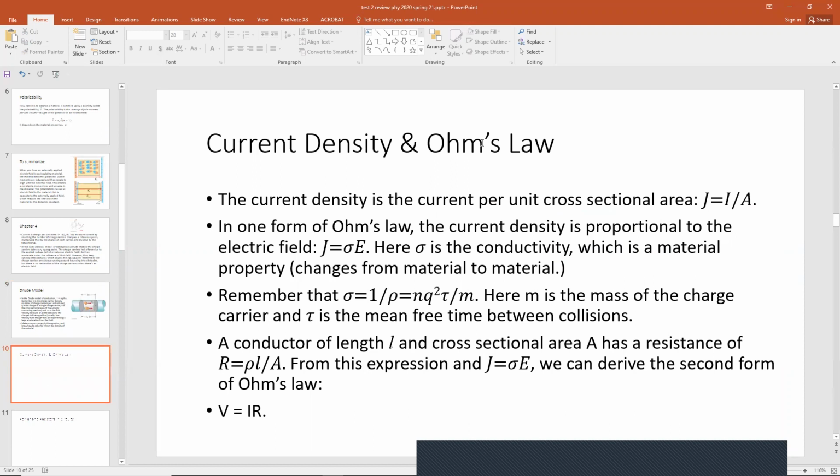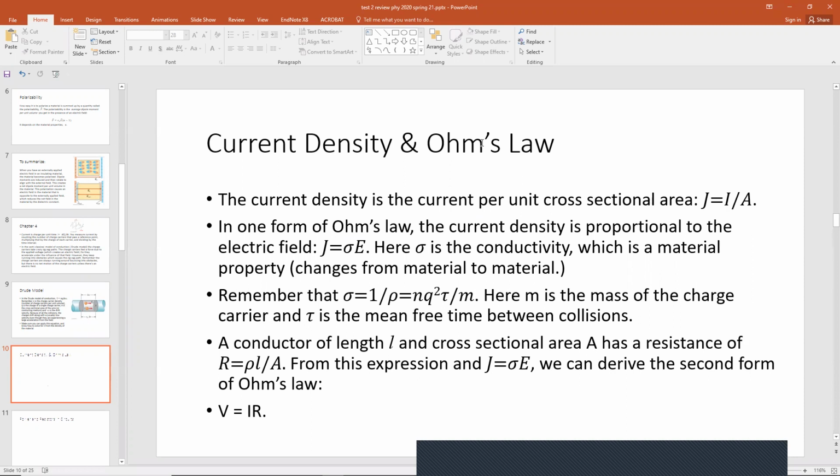Okay, we defined the current density. The current, as you saw from that equation for the Drude model for conduction, is dependent upon the wire that carries it. If you have a fatter wire, for example, you can have more current, but that's a little annoying, right? We'd like to have equations that don't depend upon the geometry of the objects in question. And so what we end up doing is defining the current density, which is the current per cross-sectional area, I over A. Now, in one form of Ohm's law, the current density is proportional to the electric field.